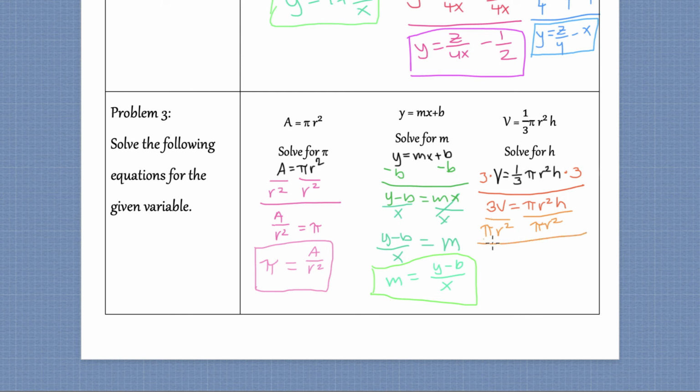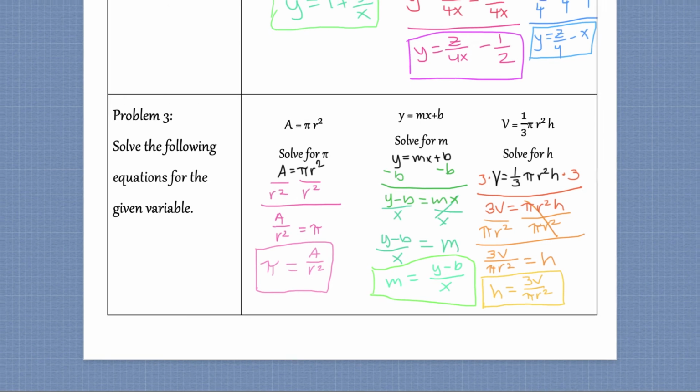And so this is going to give us 3V over pi r squared is equal to, and the pi r squareds cancel each other out, which is just going to leave us with h. And we can also rewrite this as h is equal to 3V over pi r squared. And so that right there is our final answer for this one. h is equal to 3V over pi r squared.